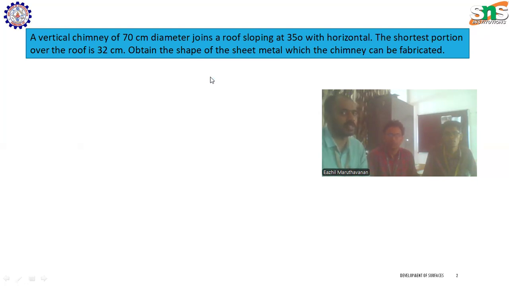So the chimney is of 70 centimeter diameter. What do you understand from this? The shape is cylindrical. Are we able to draw a chimney of 70 centimeter diameter? Is it possible to draw 70 centimeter? You just think of that. Then what do we have to do?